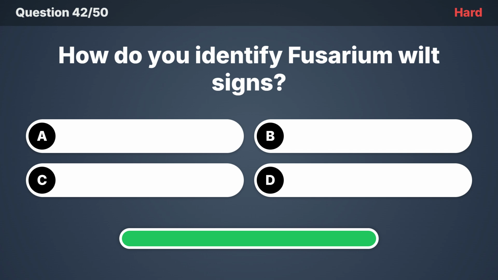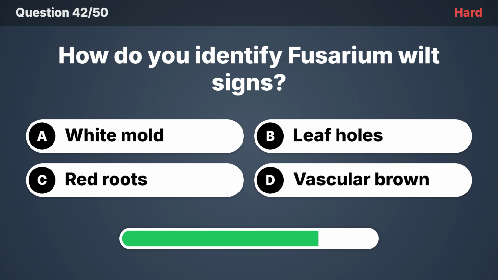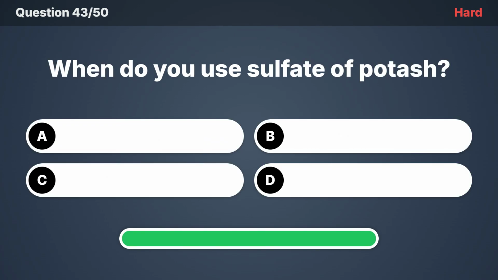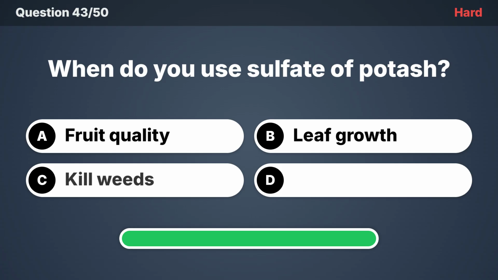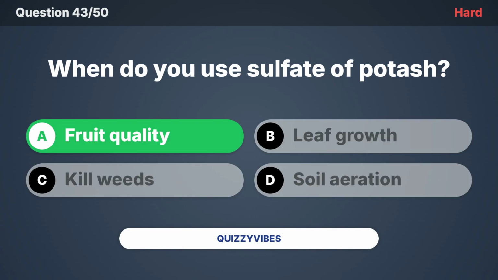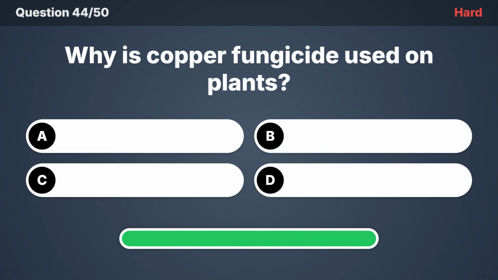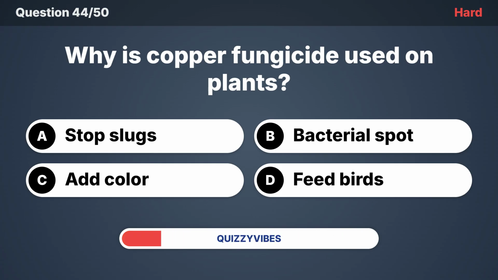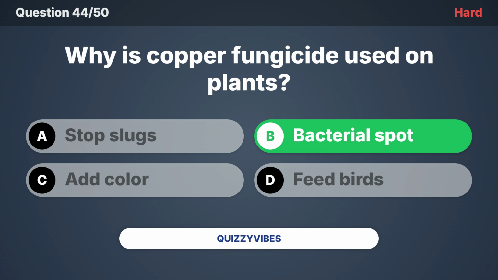How do you identify Fusarium wilt signs? The answer is vascular brown. When do you use sulfate of potash? The correct choice is fruit quality. Why is copper fungicide used on plants? The answer is bacterial spot.